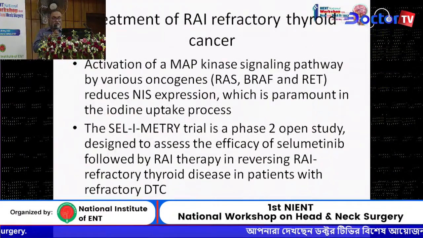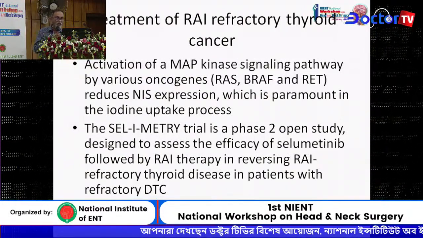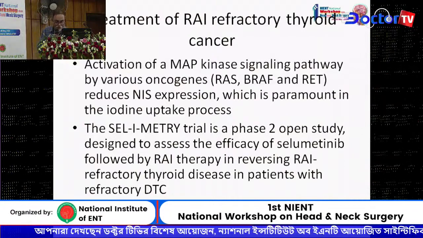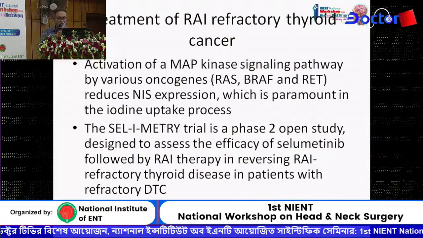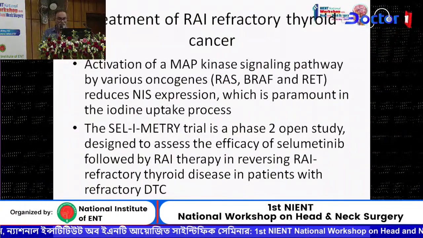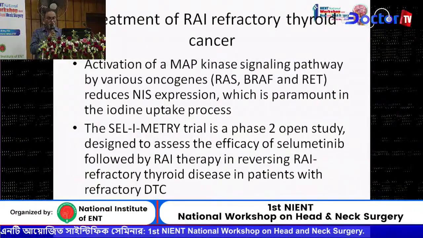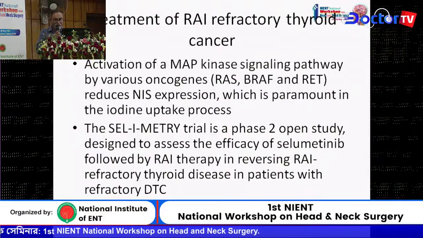So what is the treatment then for RAI refractory thyroid cancer? The question is also why this happens; there are some oncogenes, as you know, RAS, BRAF, and RET. There is a phase 2 study going on to assess some other drugs which can activate the NIS system, and then the radioiodine ablation works.